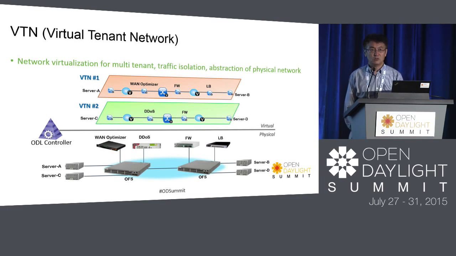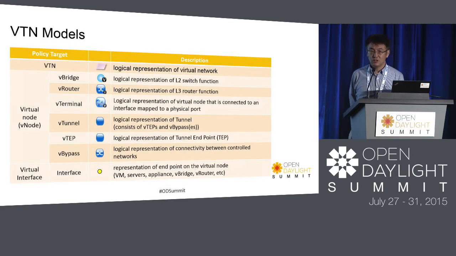So in this slide, two VTNs are defined. The first VTN has server A to server B with an optimizer, firewall and load balancer. VTN 2 is defined from server C to server D with a DDoS appliance and then firewalls. Then you can see several VTN models in the diagram on the next page.